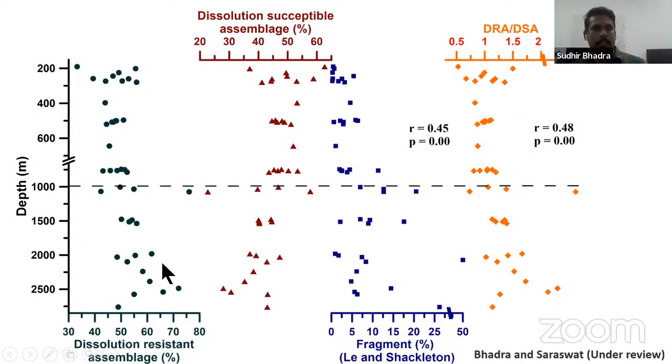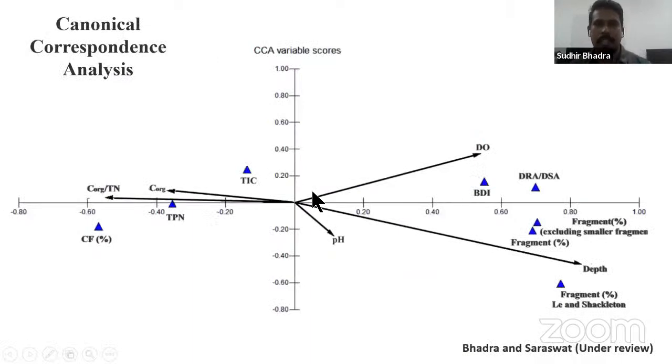We also combined all the dissolution resistant species and all the dissolution susceptible species and took a ratio of that. This shows a much clearer picture that it is increasing after 1,000-meter depth, and their R and P values are also similar to the fragmentation index ones. We later did a canonical correspondence analysis to know how these species and indices behave with respect to the different parameters. We see that the fragmentation index proposed by Lay and Shackleton shows a more significant correlation with depth compared to the others, but all the dissolution indices show a positive correlation with depth, indicating that dissolution is actually happening in the deeper depths. But why it is happening, we will discuss.